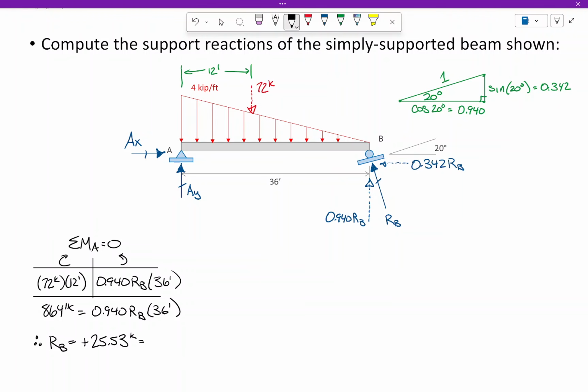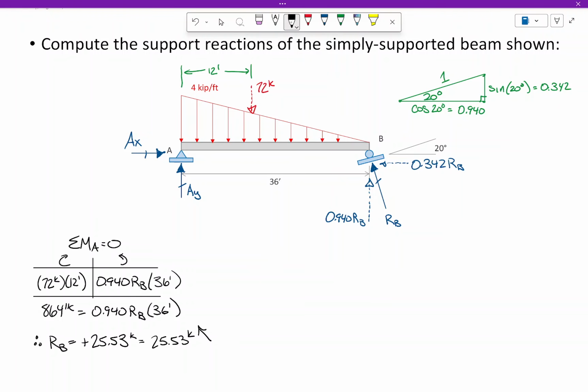Now, here's the question though. What was my assumption? Was it this? No. RB is not the vertical component. RB is the angular component. So instead, what I'm going to do is say that really RB is going like this. That is the assumed direction. Sound good? Okay, now tell me what to do. What do I do?